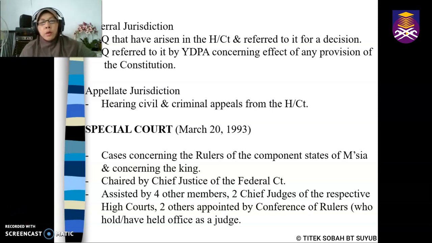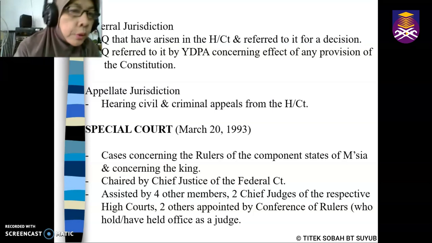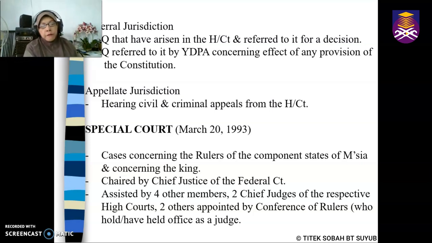This court is only for the rulers, okay? So it's for the rulers of the Malay States of Malaysia and also concerning the King. Meaning this is a court to hear cases concerning the Yang di-Pertuan Agong, the Sultan of a state, or the Yang di-Pertuan Besar, or the Chief Minister of the state. And this is chaired by the Chief Justice of the Federal Court.